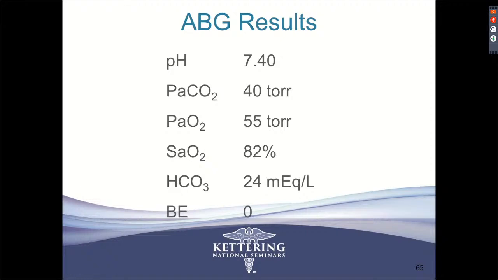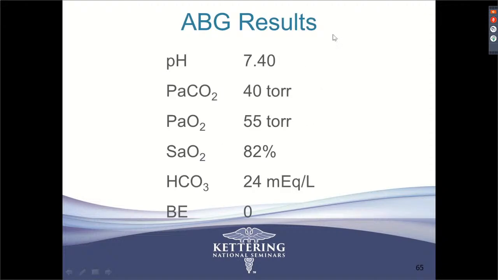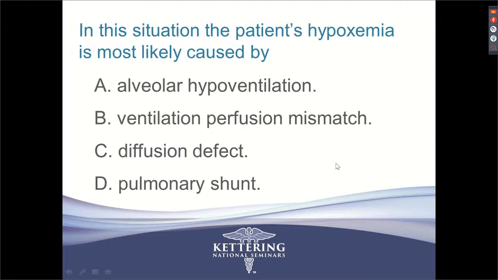And what FiO2 did I say they were on? Room air. Is that right? Yeah, room air. So if ventilation is not the problem, then the poor PO2 is going to be caused by VQ mismatching, right? Because those are the only two things. So where's my answer? That would be B, ventilation perfusion mismatch. Okay.